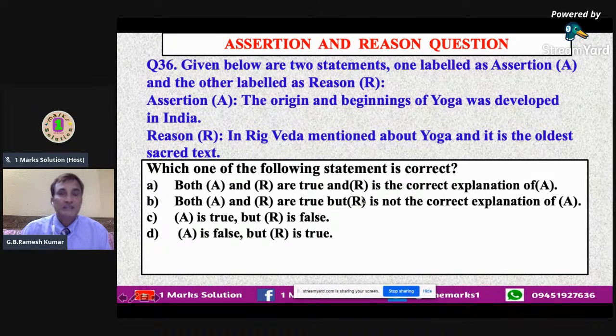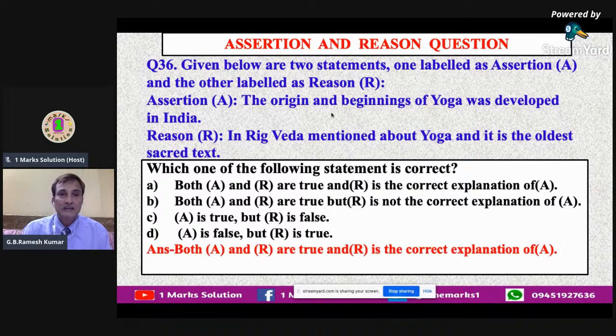That is absolutely correct, because the origin and beginning of yoga was developed in India only. Our Rishis, Munis and others developed it, and it is mentioned in many scriptures, but the strong evidence is that it is mentioned in the Rig Veda. That is strong evidence, and definitely R is the reason for A. So the answer is A: both A and R are true, and R is the correct explanation of A.